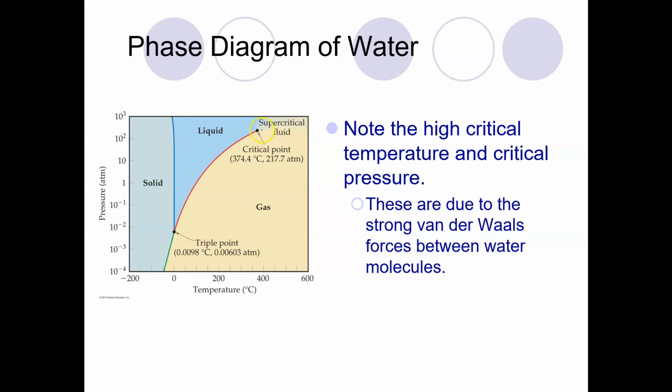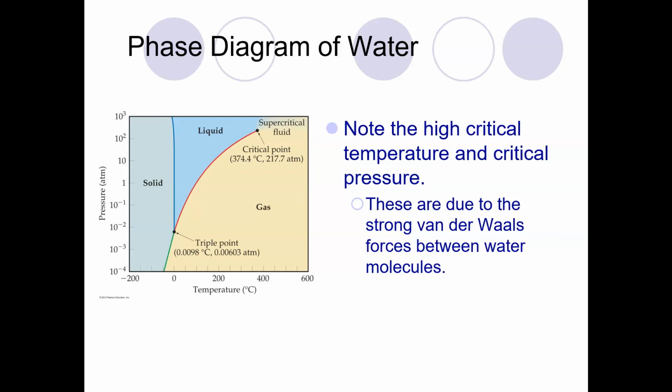The critical point is 374.4 degrees Celsius and pretty much 218 atmospheres. So 218 times more pressure than our atmosphere has, and a pretty high temperature. Remember, that is in degrees Celsius, not in Kelvin. I know Kelvin temperatures are big numbers. To convert this into Kelvin, we'd have to add 273.15 on top of that. So it's going to be pretty hot and very high pressure.